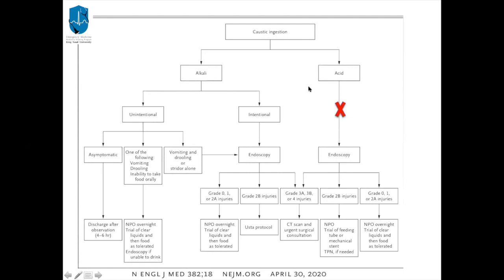If they have symptoms, if it's severe symptoms, then they will need endoscopy. If they basically just have mild vomiting and they're otherwise well, you can observe them. If symptoms resolve, and they can tolerate oral intake, you can discharge them. So it's the same for acid and alkali.